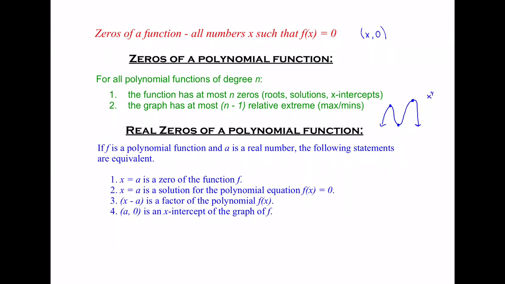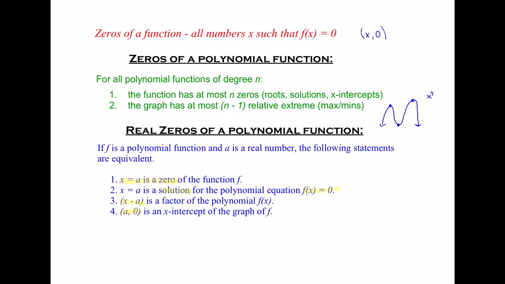X equals a is a zero of the function. So if x equals a is a zero of the function, then we also know that x equals a is a solution for the polynomial function when f of x is equal to 0. We also know that x minus a is a factor of the polynomial, and we'll talk about that in some of our examples. And then we also know that (a, 0) is an x-intercept of the graph of f.